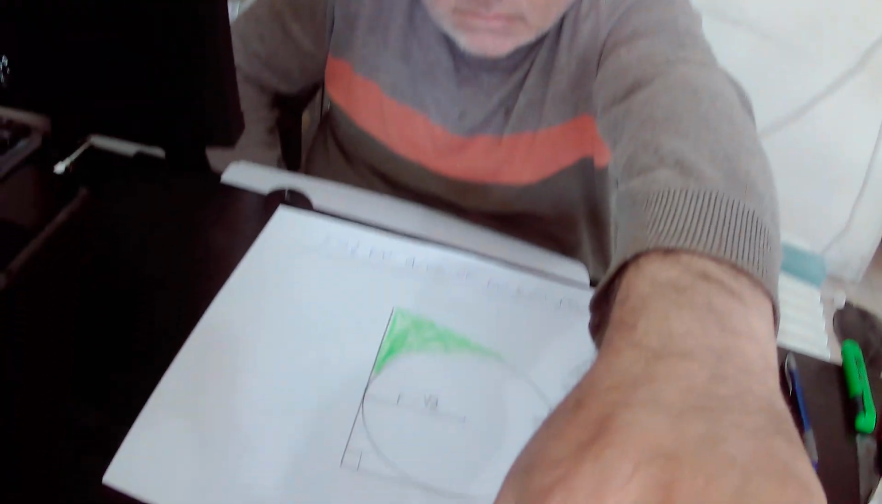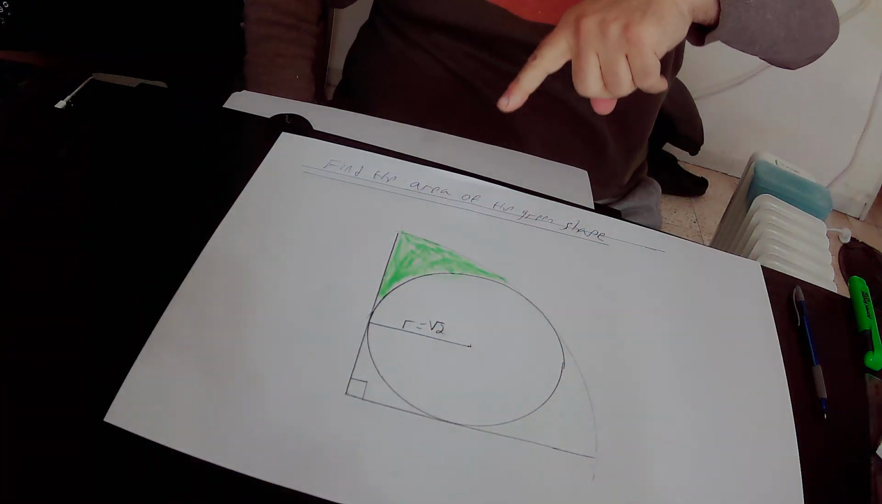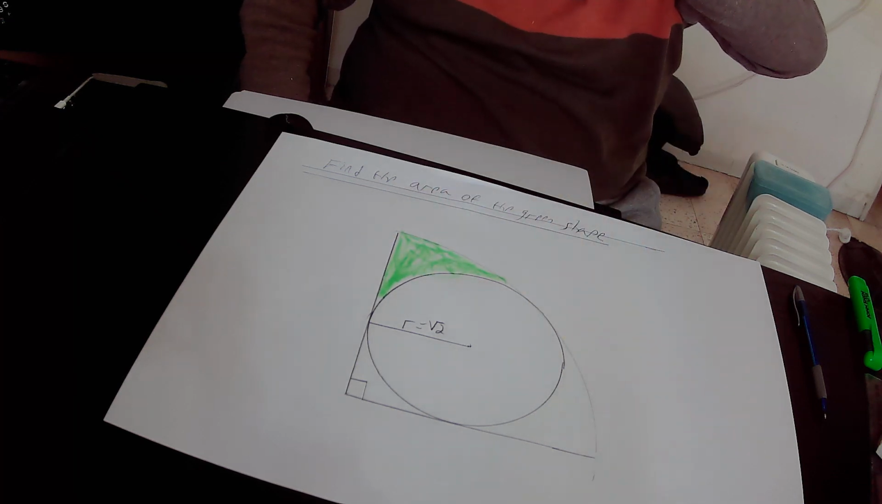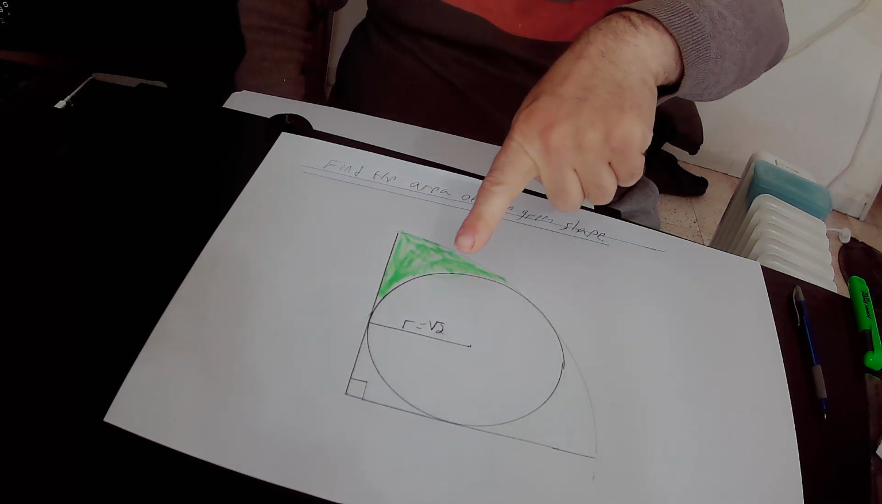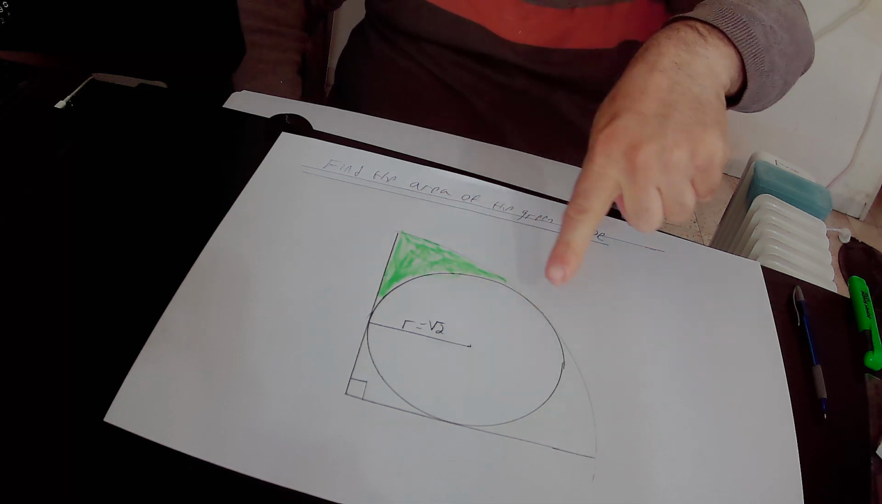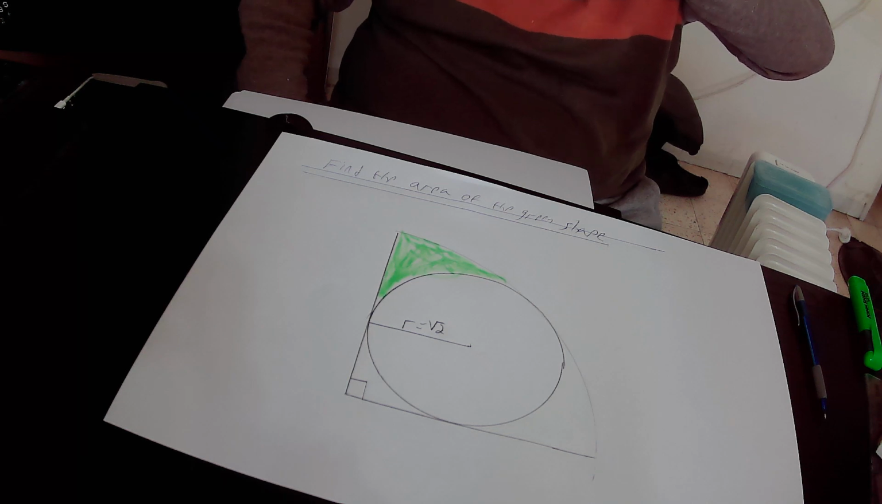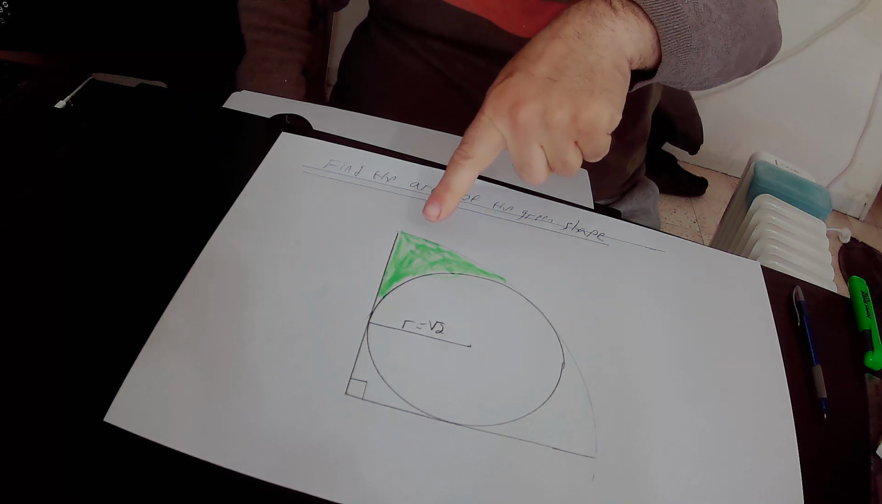Now, in this lecture, we find out the area of the green shape. In the drawing, we have a circle inside this quarter circle. In addition, we know that the radius of this small circle is equal to the square root of 2 units in its length. And our mission is to find out the area of this green shape.